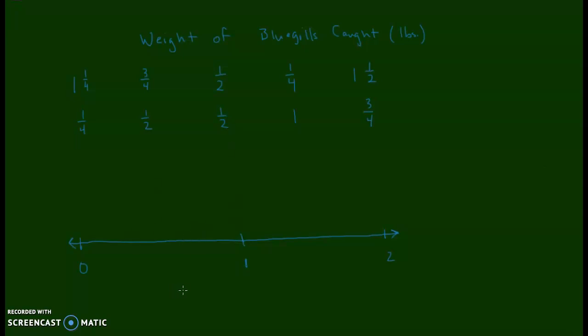So we need to label our line plot. So this will be weight, and LBS is the abbreviation for pounds. And our title, I'm going to switch the color just to make it a little bit different here. I already kind of have it written up at the top, but weight of bluegills caught.